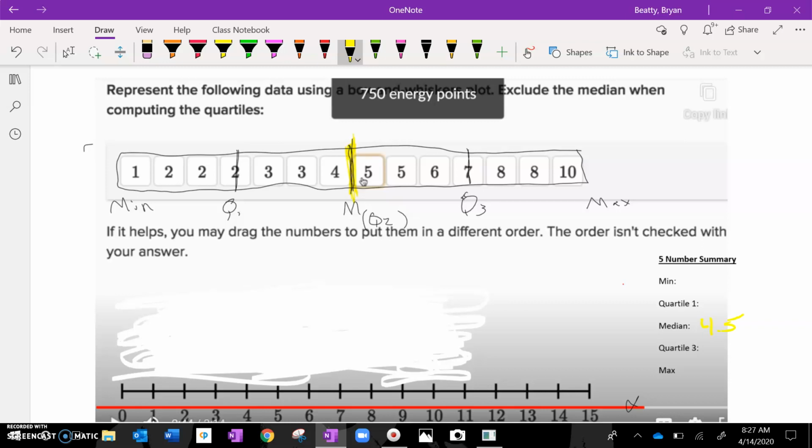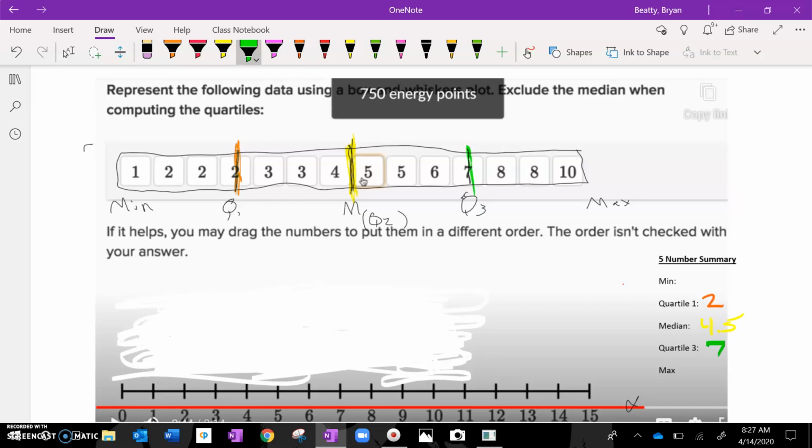So let's take a look at the quartile. Let's look at the quartile 1. Just do that orange. Quartile 1 is going to be 2. And quartile 3 is going to be 7 because it's right between there. So we'll take another color. Let's do green. We haven't used that. Quartile 3 is going to be 7.